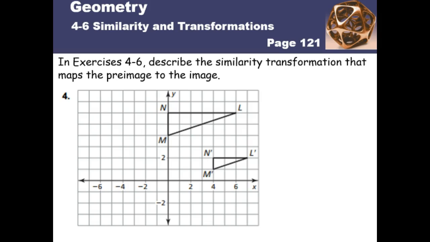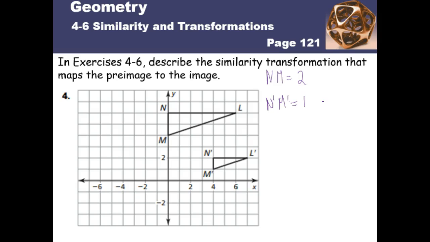For me, I always think it's easier to shrink and then move. So we're going to look for the shrink size first. So we're going to compare. We're going to look at a side. And when we're looking at a side, we can choose any side we want, but either a horizontal or vertical side is better than a slanted side. So I'm not going to pick ML. I'm going to look at NM. So I'm going to look at how long NM is. NM is how many units long? 2. And N prime, M prime is how many units long? And that's 1.